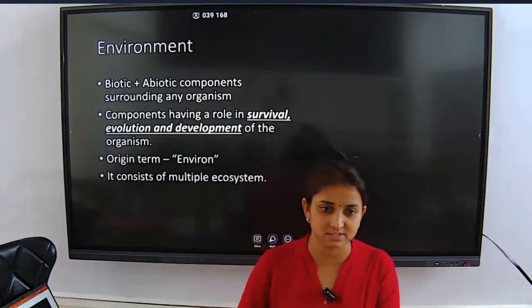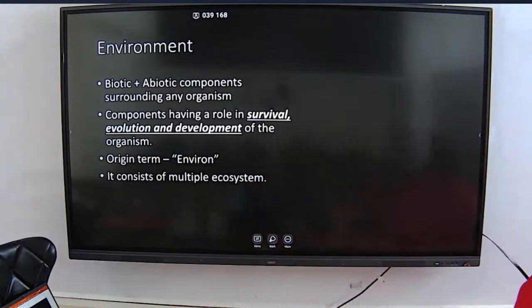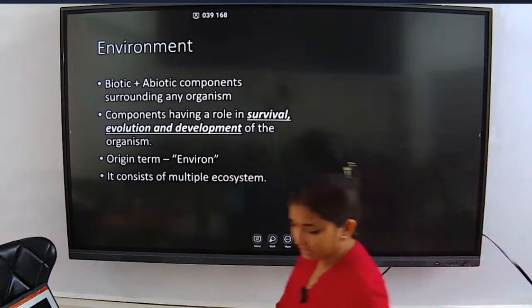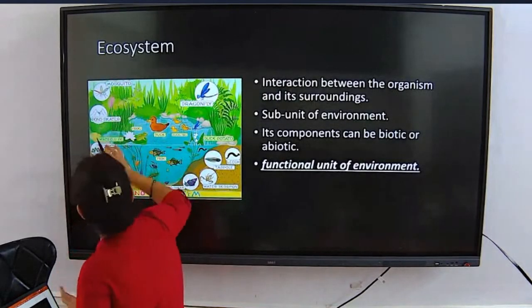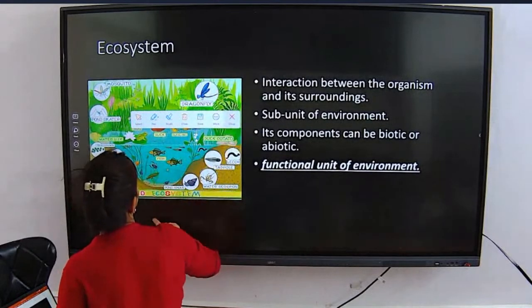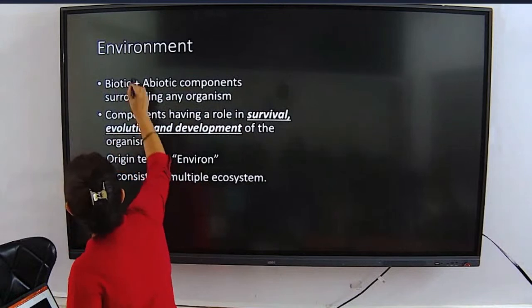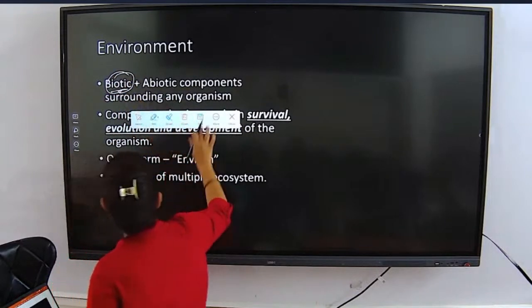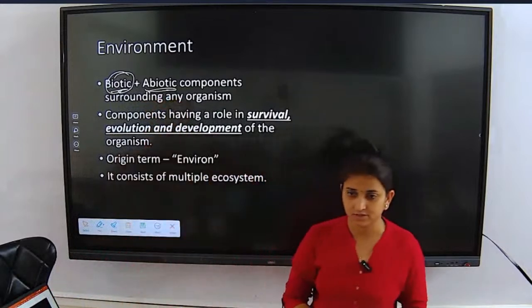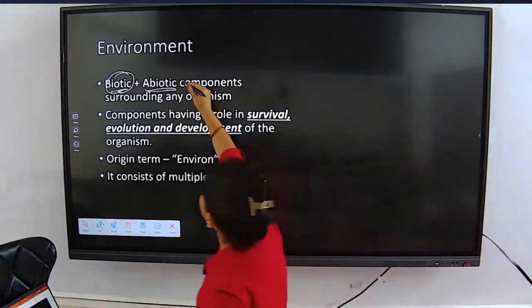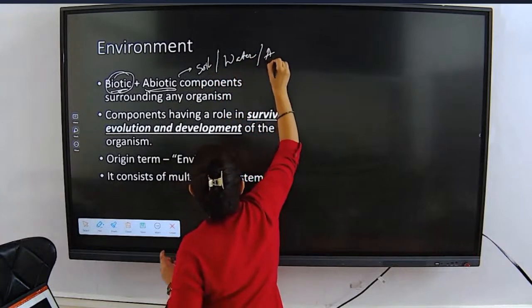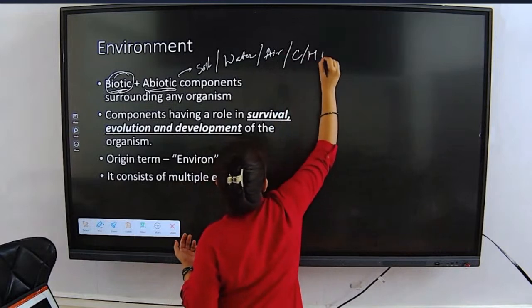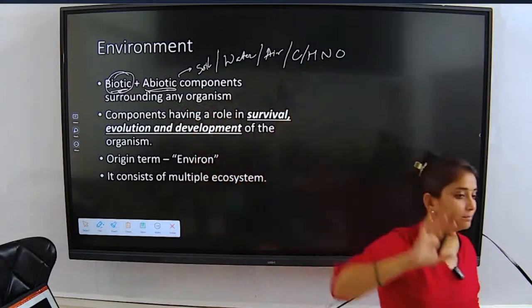I'll give you time to write the index part. So coming to the environment part, what is environment basically? Environment consists of the biotic as well as abiotic components. Biotic refers to something that is living. We are calling it biotic because it is alive. Whereas the abiotic component is dead, not living. For example, abiotic components can be soil, water, air, and nutrients also: carbon, hydrogen, nitrogen, oxygen, and all that. These are all abiotic components because they are not living.